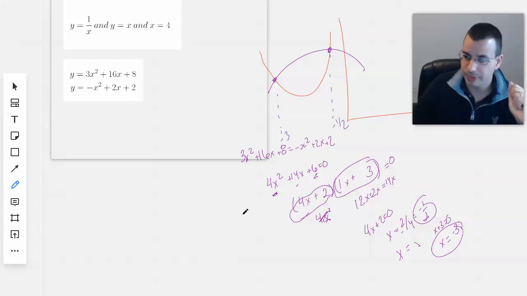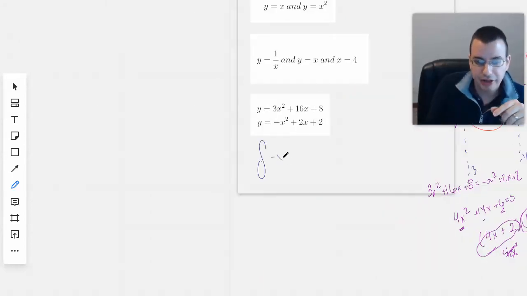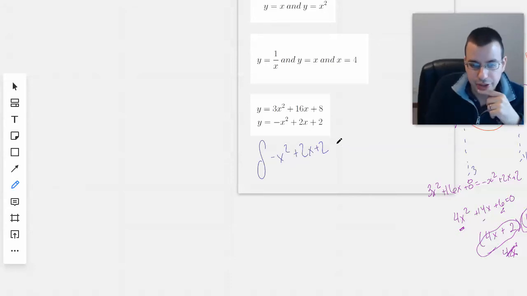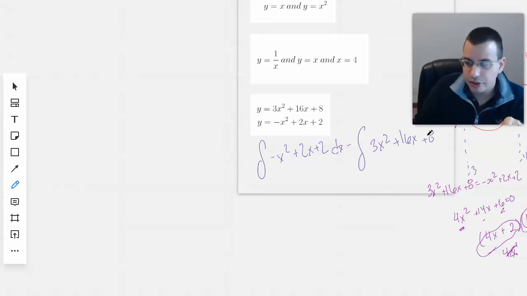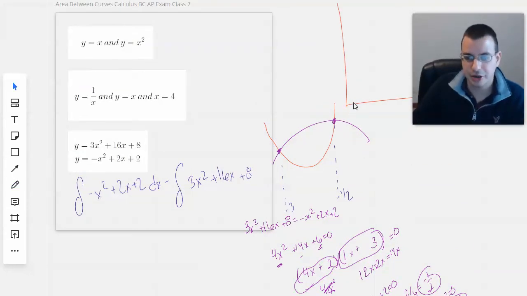Okay, so back up slightly. So we'll take the integral of negative x squared plus 2x plus 2 dx minus the integral of 3x squared plus 16x plus 8. So going back to this picture, it was kind of correct, except that the axis is more up there. And the negative x squared is the one on top.